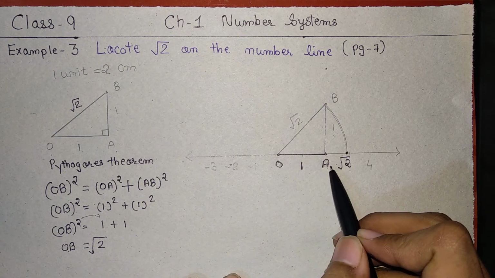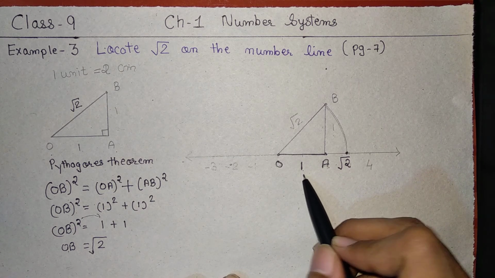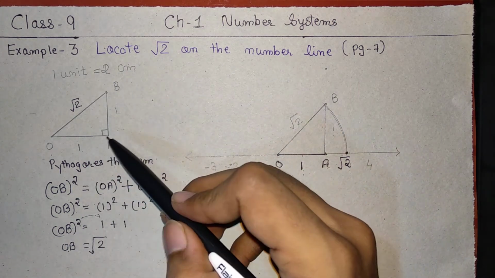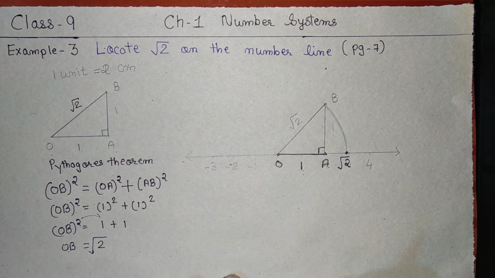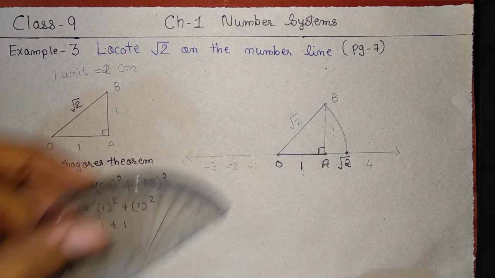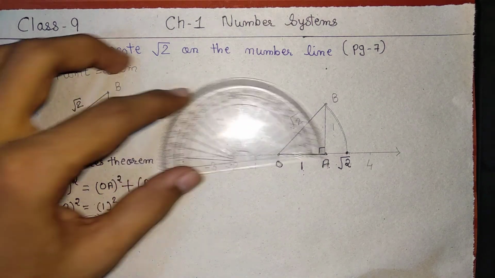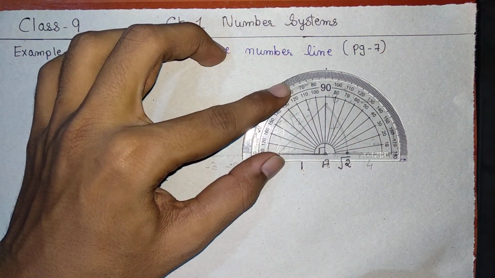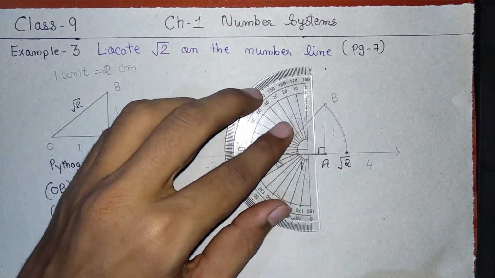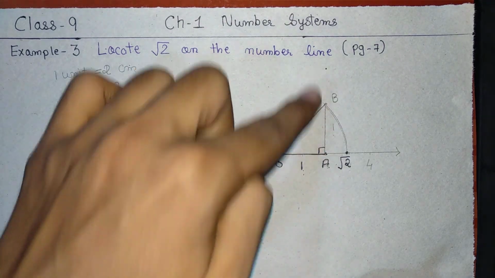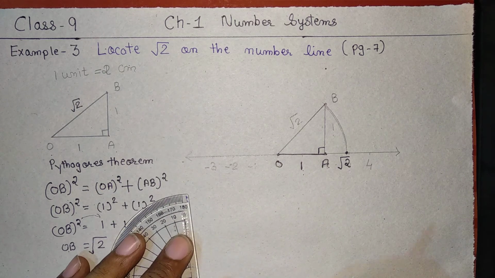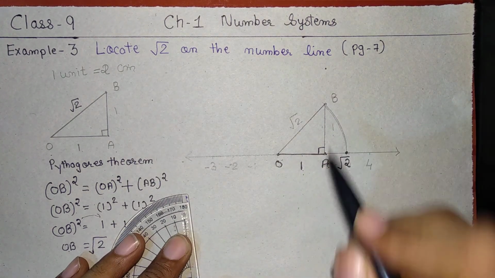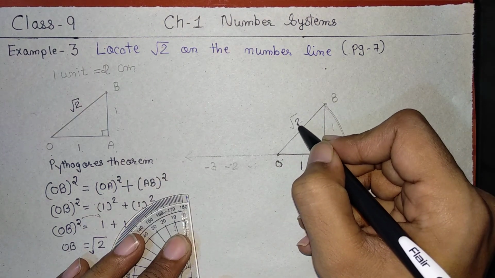So we have taken OA as 1 unit. 1 unit was equal to 2 centimeter. Now perpendicular to that. Perpendicular means 90 degree. And how will we draw this? We will draw this with the help of a protractor. So like this, we will put a protractor and we will draw one more line. This AB is also equal to 1 unit, which is 2 centimeter. And we will join this OB, and OB becomes root 2.